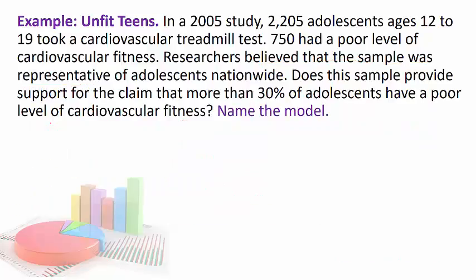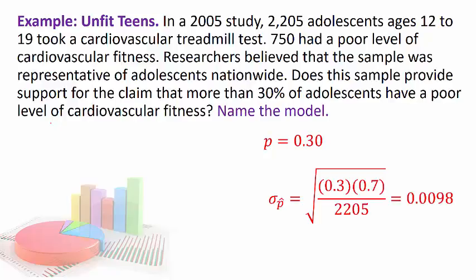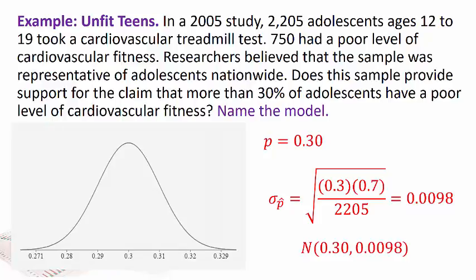Now let's go ahead and figure out the model. p is 0.30. It was given to us. Calculate the standard deviation for the proportion, 0.0098. So there's my model. And you can see here, 68% is between 0.29 and 0.31, 95% is between 0.28 and 0.32, and 99.7% is between 0.271 and 0.329.